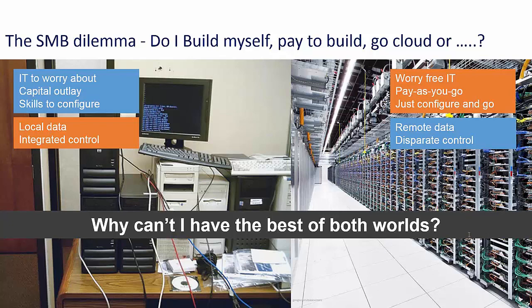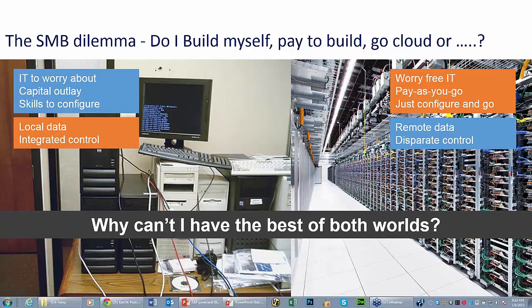So with that SMB dilemma, it's all around, can I have it all on premise, but I don't want the mess that I've currently got. I'm not ready to move everything into the cloud, but I quite like the worry-free IT, the pay-as-you-go, OpEx model. So for an SMB, can I have the best of both worlds?